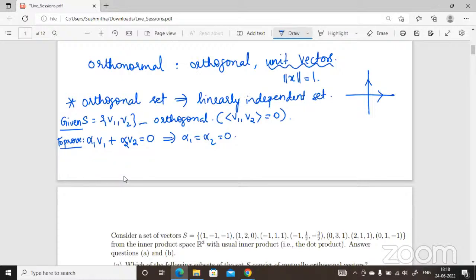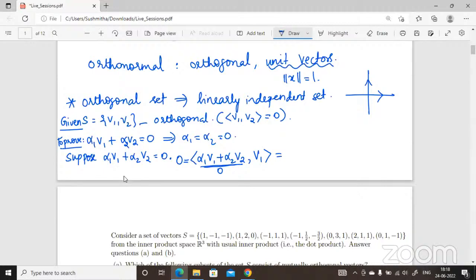Let me write that also. Suppose alpha 1 v1 plus alpha 2 v2 is equal to 0. I want to prove alpha 1 and alpha 2 are 0. So I want the inner product of alpha 1 v1 plus alpha 2 v2 with v1. What is this? The vector will be 0. So what is the inner product of 0 with v1? It's 0. Now if I expand this inner product, what do I get?